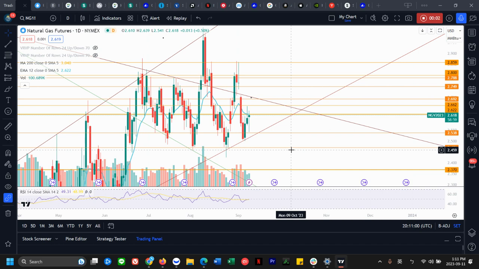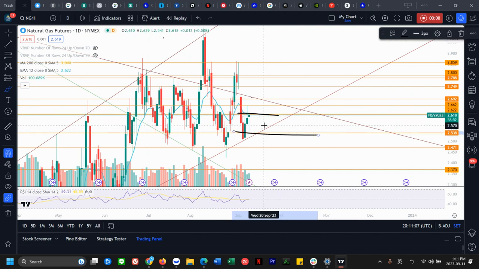And today we'll be looking at natural gas, gold, silver, as well as the US dollar. So we'll be looking at the price action and support and resistance levels to potentially play off of.